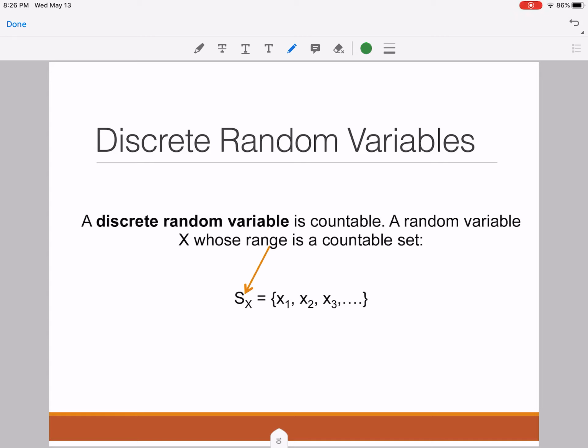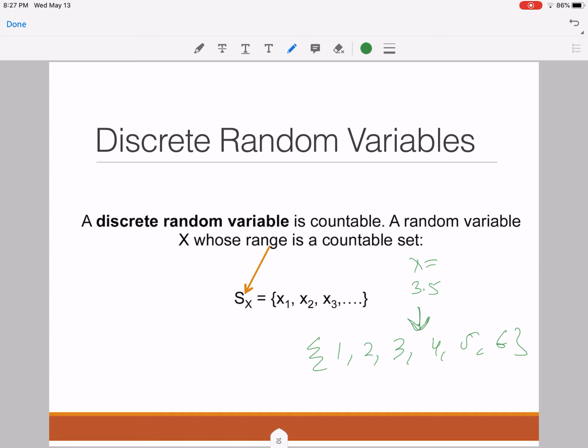A discrete random variable is countable in nature. A random variable X whose set of values is countable is a discrete random variable. For example, when I roll a die, I get 1, 2, 3, 4, 5, and 6. These are countable numbers. Additionally, a random variable X cannot take a value in between. If I were to roll a die, I will get either 1, 2, 3, 4, 5, or 6. I will never get a value that is in between. For example, I can never get a value of X equal to 3.5. And therefore, X is discrete in nature.